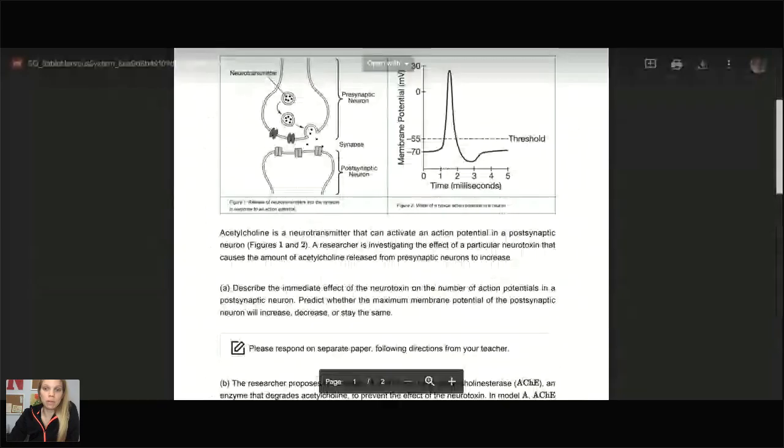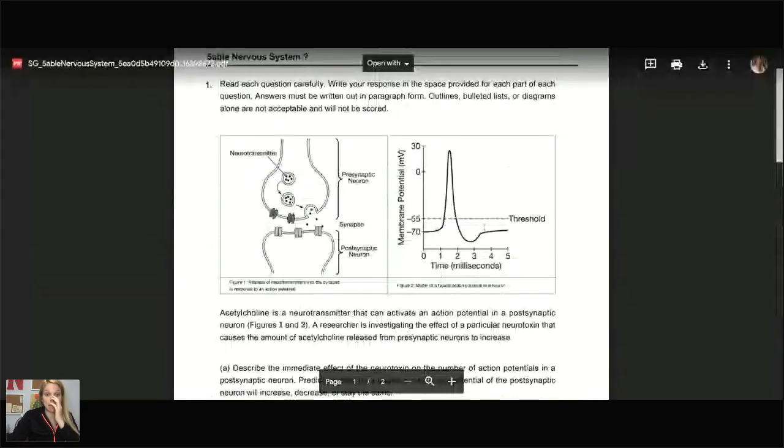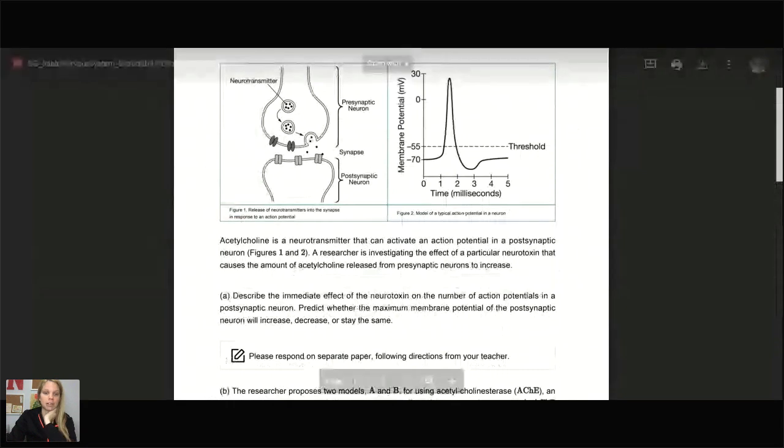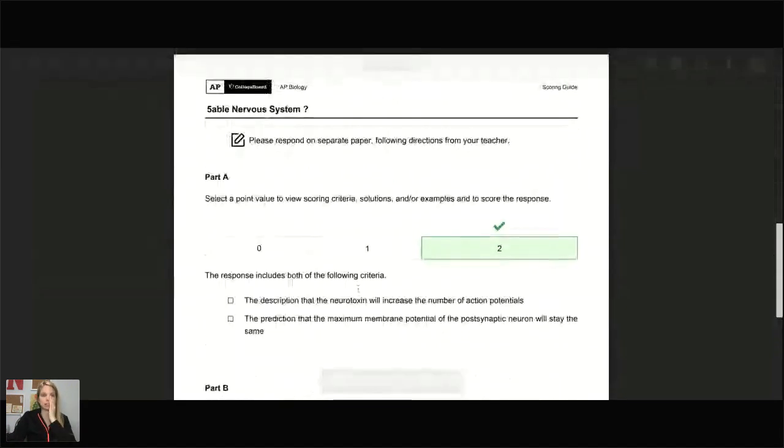You can have more of these, but the shape will always look the same. And the reason is, if you're exposing it to this toxin, it's going to mimic that pattern. So you're going to get more action potentials because it's going to go fire, fire, fire, fire, fire.